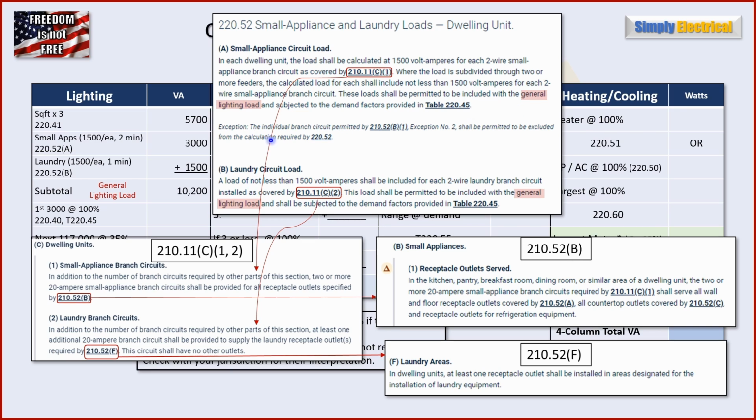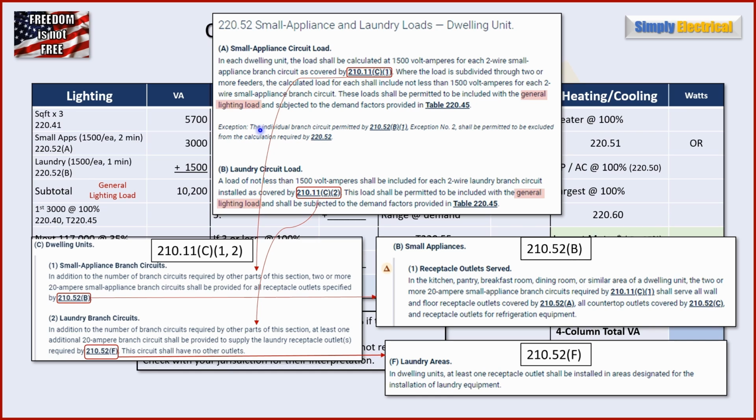Now this general lighting load, that's very important because that's what we're trying to figure out here. That's what everything is kind of boiling down to. You see I got it written right over here. These first 3 lines here are going to add up to our general lighting load, this subtotal. Okay, now there is an exception here, and we got to talk about that.